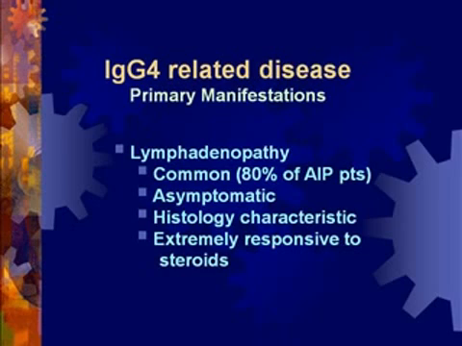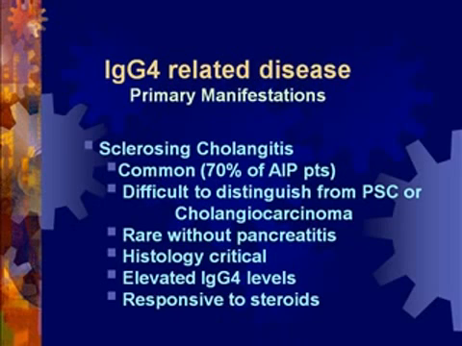Sclerosing cholangitis occurs in these patients, and it may occur in 70% of the patients with autoimmune pancreatitis. It's difficult to distinguish from primary sclerosing cholangitis or cholangiocarcinoma. It's rare without pancreatitis. Histology is critical in making the diagnosis. Occasional patients do have elevated IgG4 levels, and these patients are quite responsive to steroids.